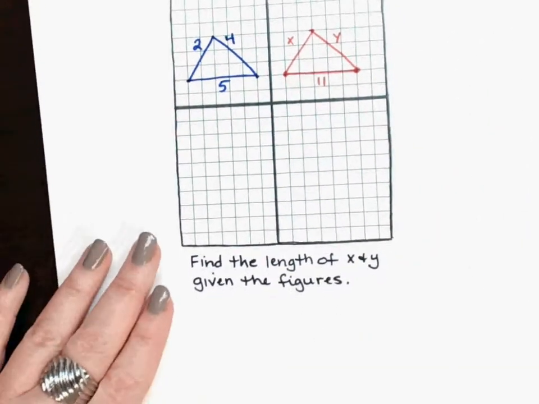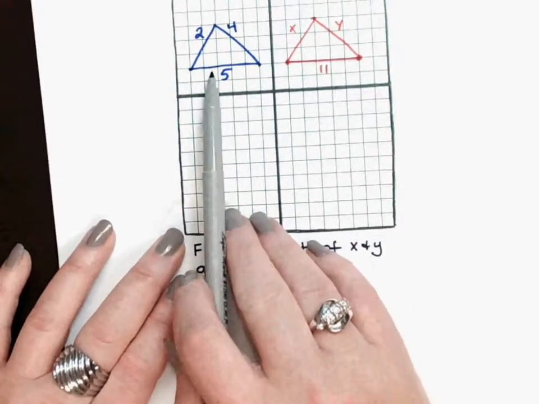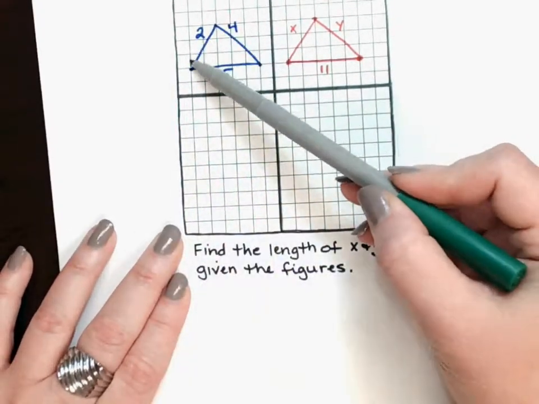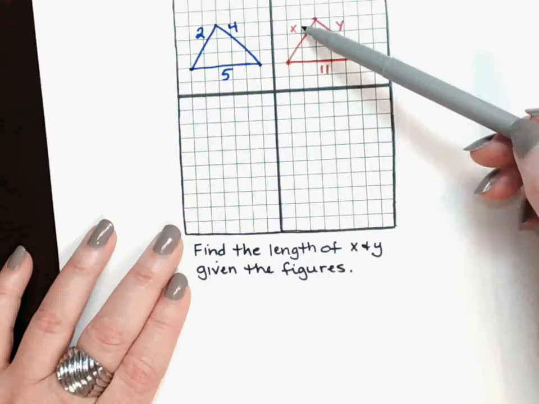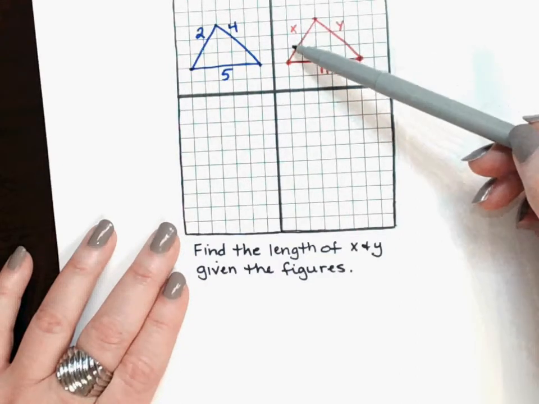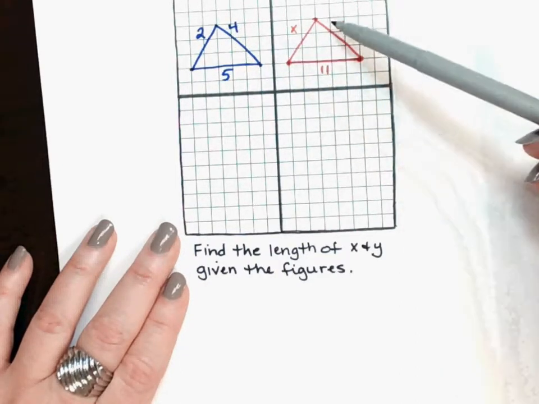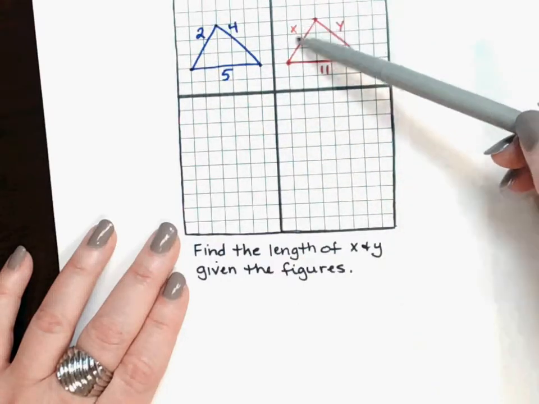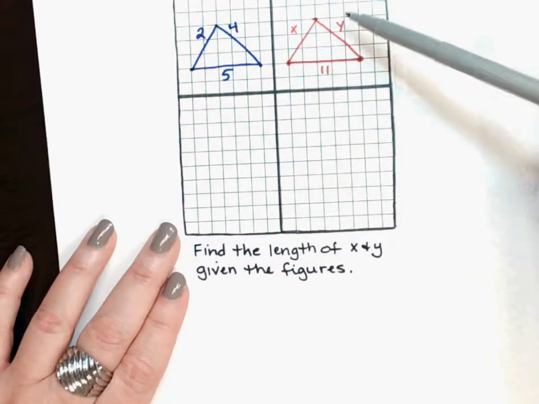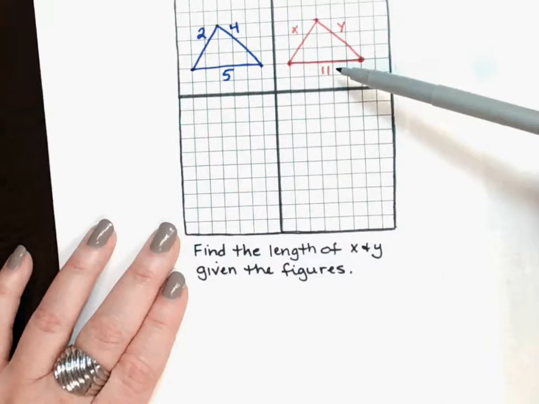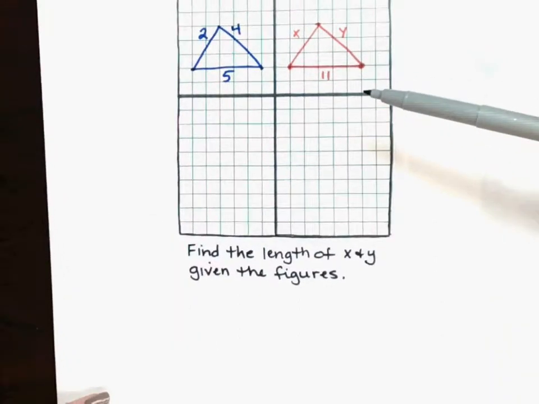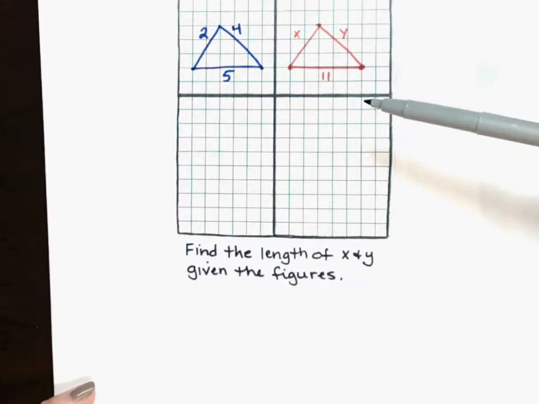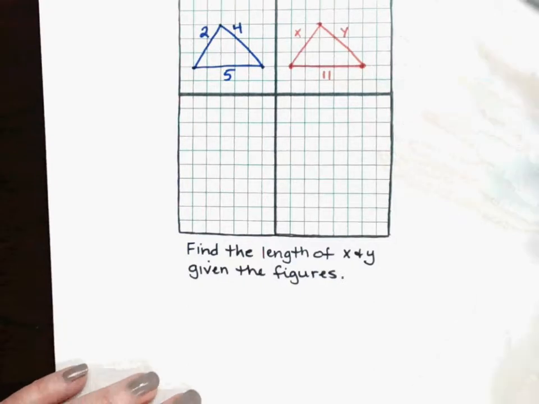Okay. I know that each of these sides compares to the other side of the same triangle. So the 2 compares with the x, the 4 compares to the y, and the 5 compares to the 11. Knowing this, I can set these up in proportions and solve for my x and my y.